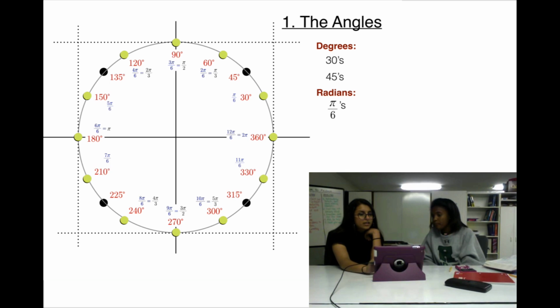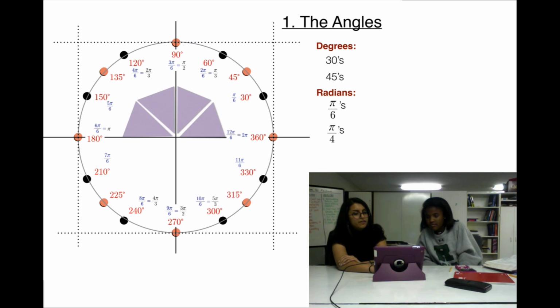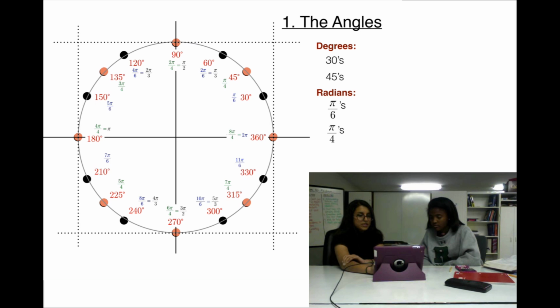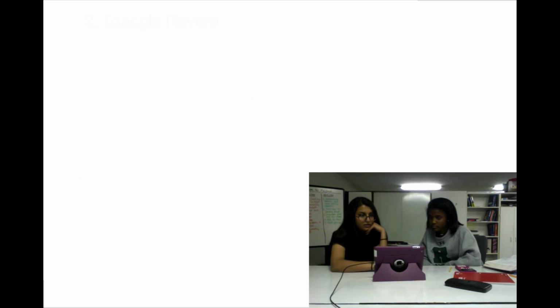Yes. Okay. And then the pi over 4s are the ones that go up by 45s. So 45s, that means we're doing the whole pi and then dividing that into 4 parts. And so the first one's going to be pi over 4, 2 pi over 4, which is 90, and then all the way around. So you see that once everything reduces, it ends up reducing to be the same.